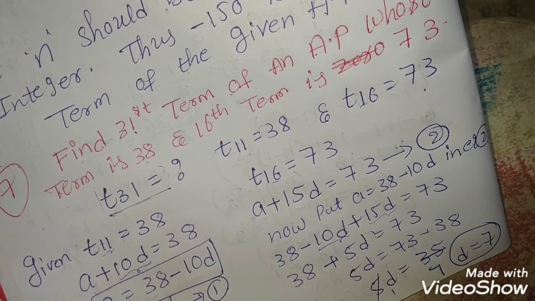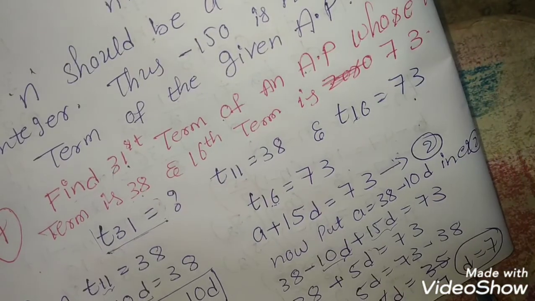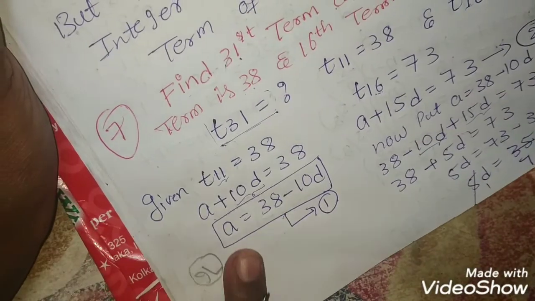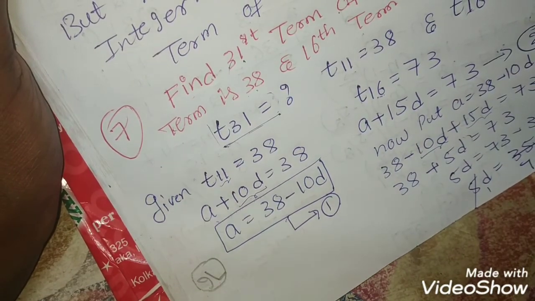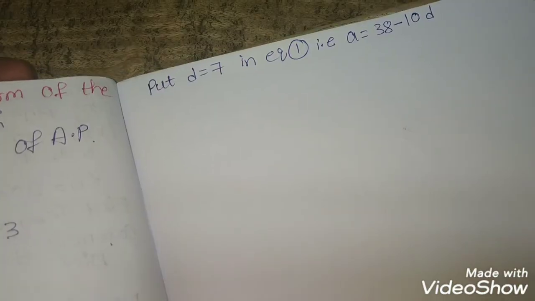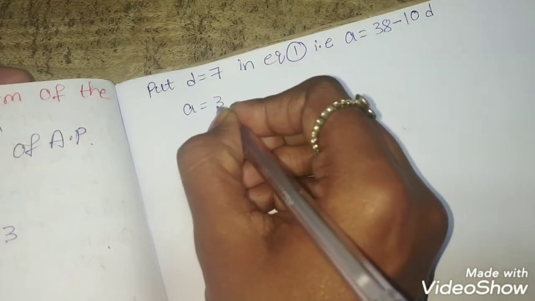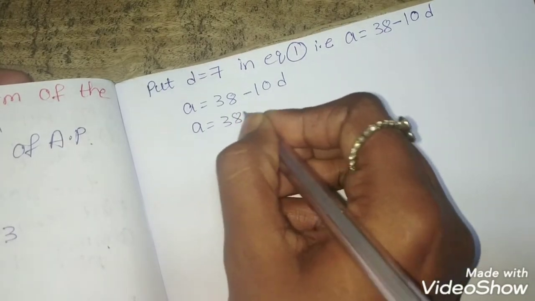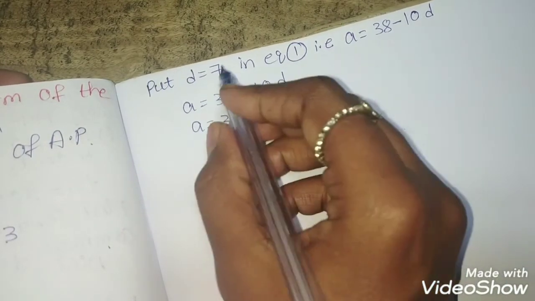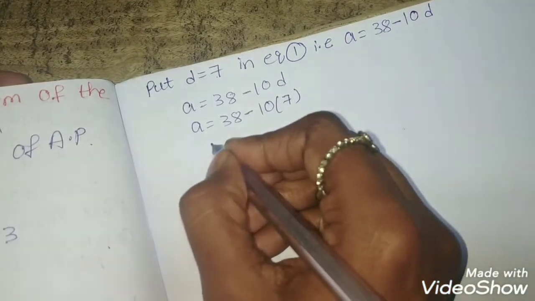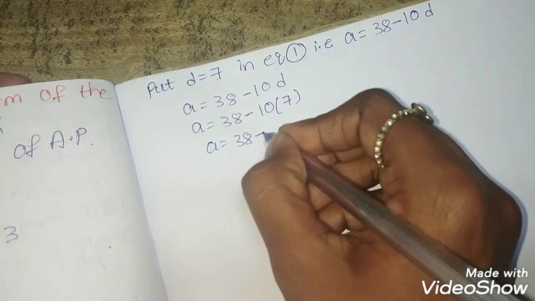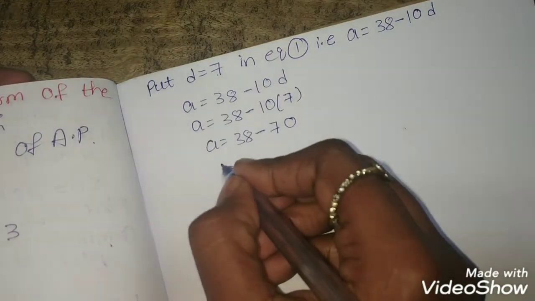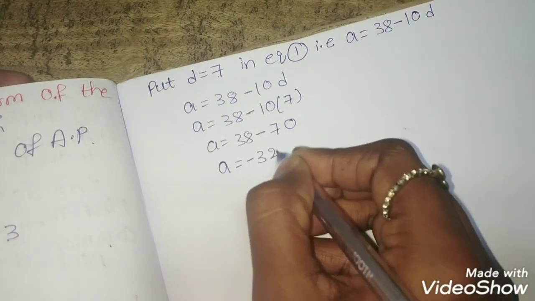Now put the common difference D is equal to 7 in equation 1. What is equation 1? A is equal to 38 minus 10D. So A is equal to 38 minus 10 into 7. What is our answer? A is equal to 38 minus 10 sevens are 70. So A is minus 32. Understand?